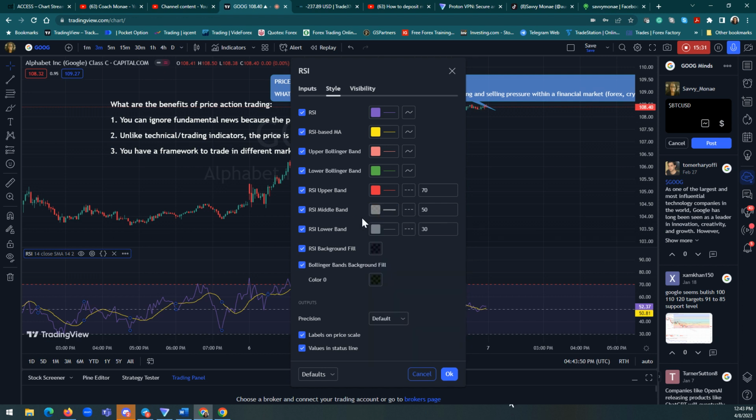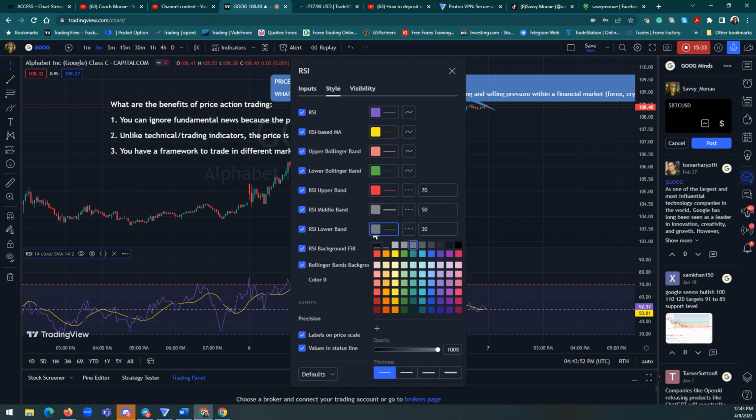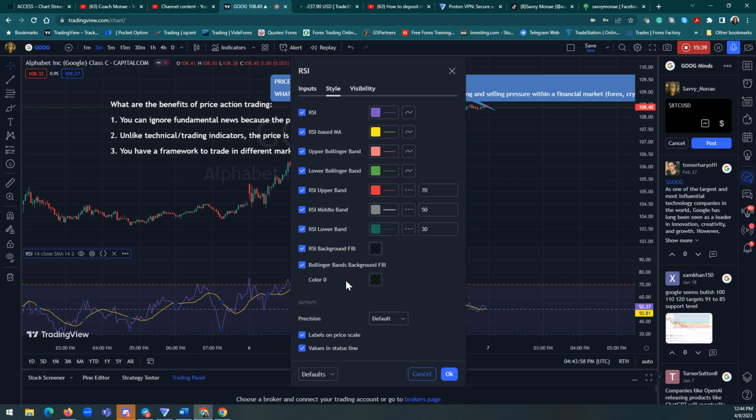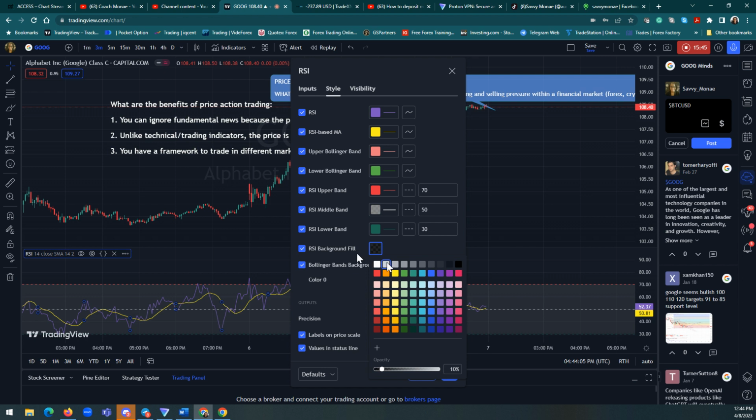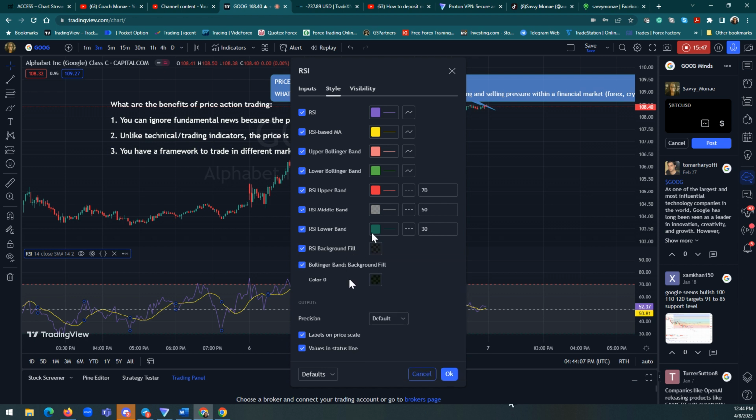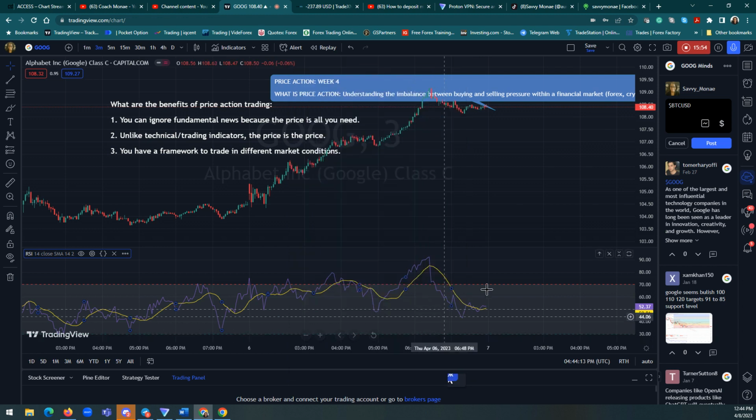And then I'm going to make my lower band a darker green so I can see it, right? And then for my background, we're going to make this a little lighter so we can see everything that's going on. Now, we have the 70 and the 30. Usually, that's the oscillator. Okay, so now we have the 70 point, we have the 30 point.